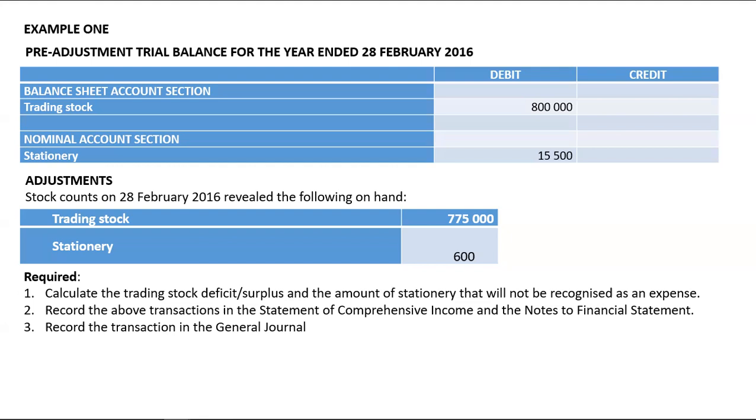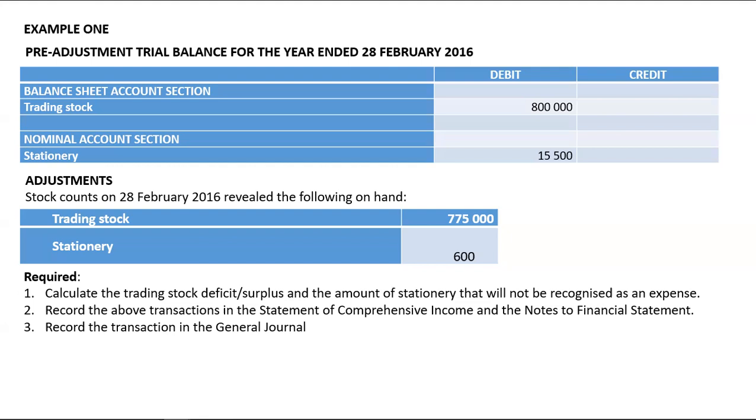All right. Now, according to the stock count at the end of the financial year, it revealed the following on hand. Understand, when we say something is on hand, it means we have it in the warehouse and on the shelves. So it's physical stock counting, and the value of our trading stock as per the physical stock count is 775,000, and stationery as per the physical stock count is 600. I will explain stationery later on, but for now I'm just going to focus on the trading stock.